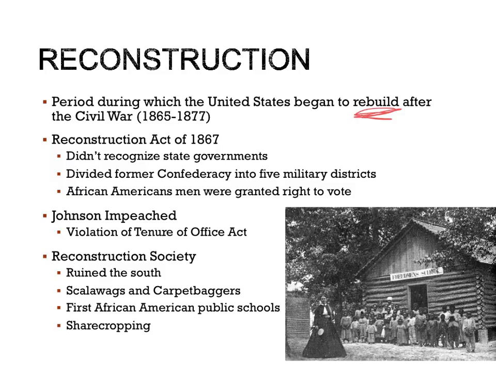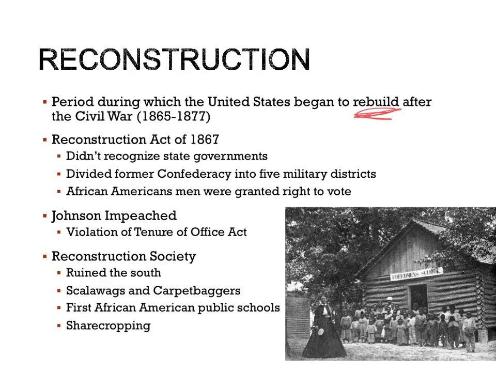So this Reconstruction, this period in which the United States began to rebuild after the Civil War, and it's specifically the South, when you talk about Reconstruction and the North coming in, this Reconstruction society looked different for different people. Many Southerners saw it as ruining the South, ruining their industries, because the Northerners were coming in.